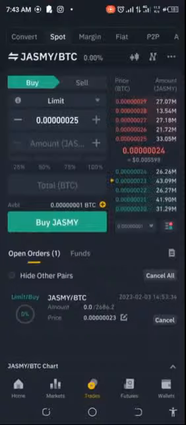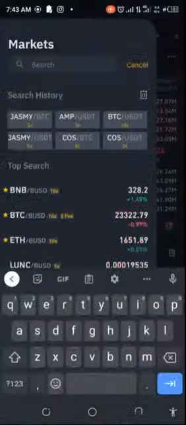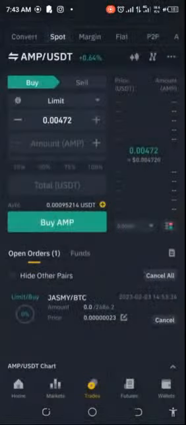So what I'm looking at right now is to cancel this particular trade and then go ahead and try to buy AMP with BTC.